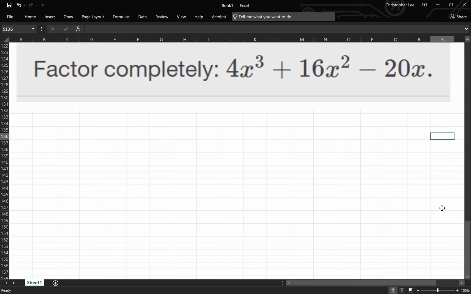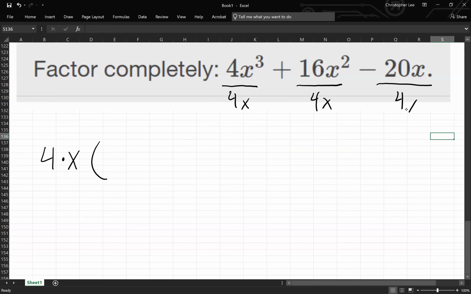All right, so here's the first thing we got to do, right? We got to look for our greatest common factor. So what does each one of these terms have in common? They all have x. Very good. What else? And then multiplied by 4, right? So 4x, right? So anytime you factor out a 4x, remember, it's like you're dividing by 4x. So 4x cubed divided by 4x is what? Exactly, x squared.